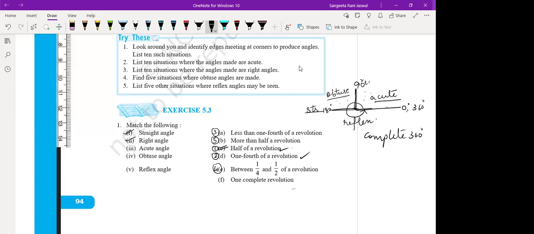Acute angle is less than 1/4 of a revolution. Obtuse angle is between 1/4 and 1/2 of a revolution. And reflex angle is E, more than half a revolution. More than 180 degrees. Okay.